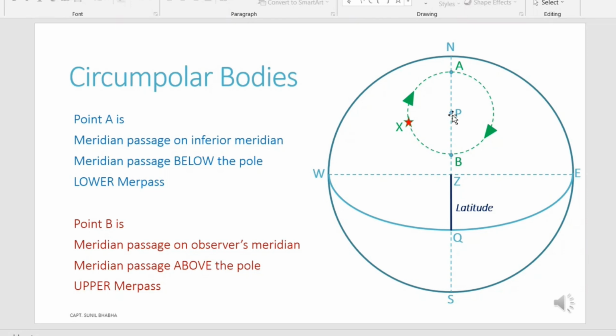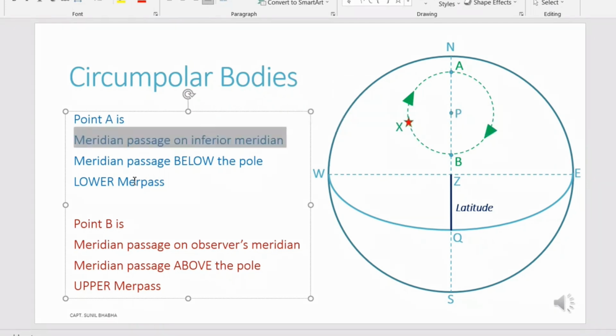This is the observer's meridian, P Z Q S P Z Q S. And when it is on point A, it is on our inferior meridian. P Alpha N is our inferior meridian. So this meridian passage at point A, you see here on this side, is the meridian passage on the inferior meridian, and it is called as lower meridian passage.